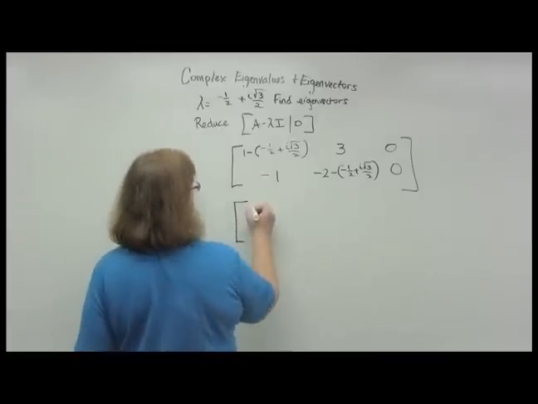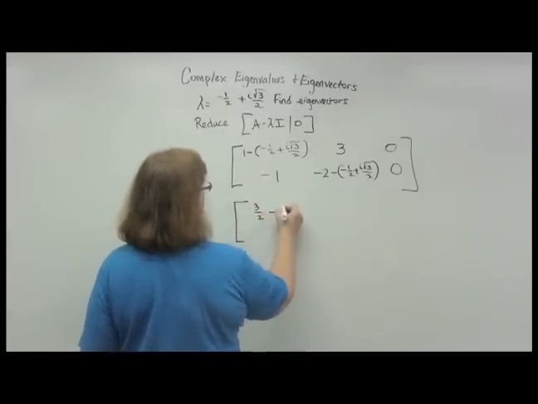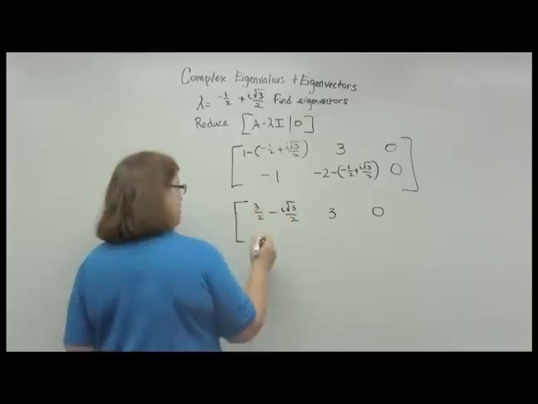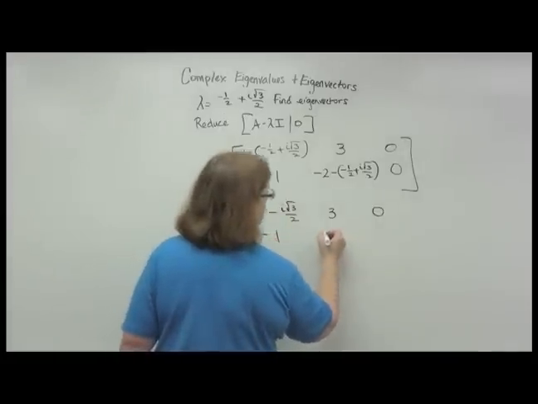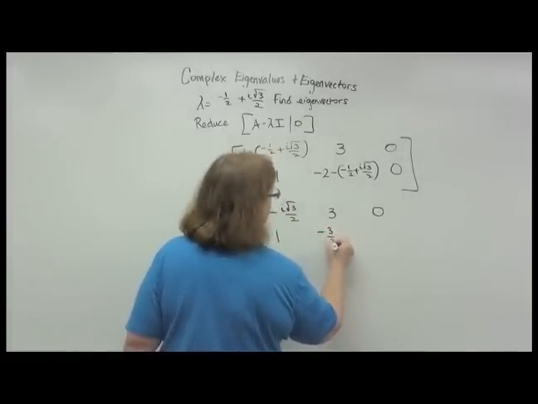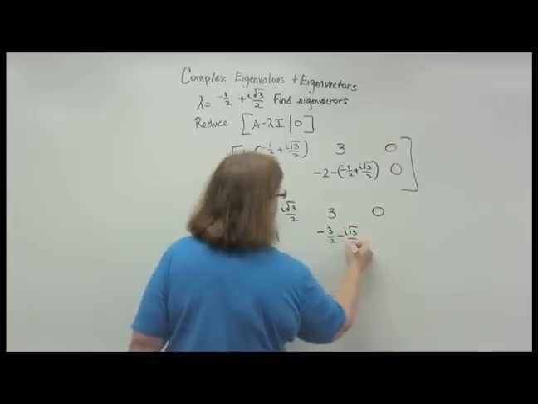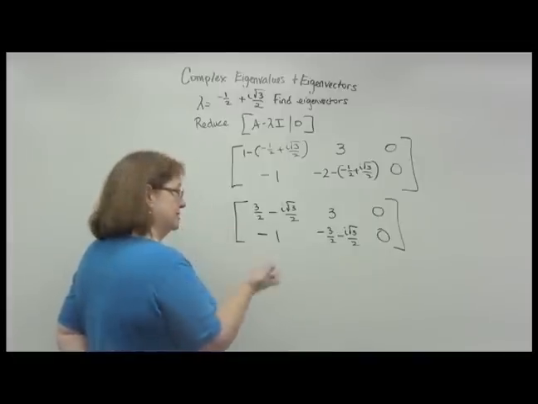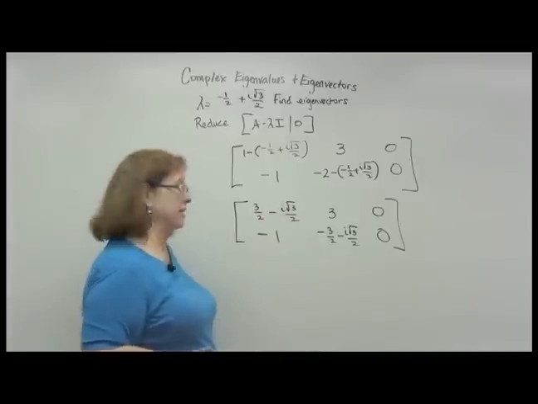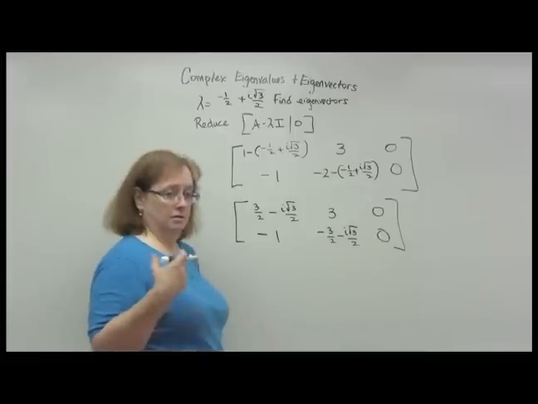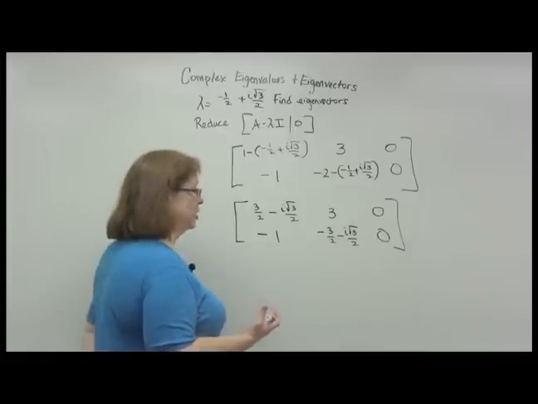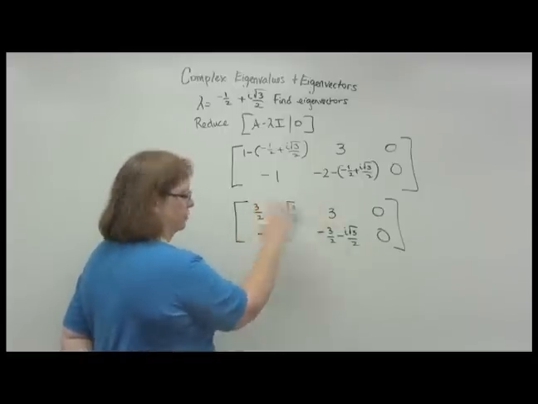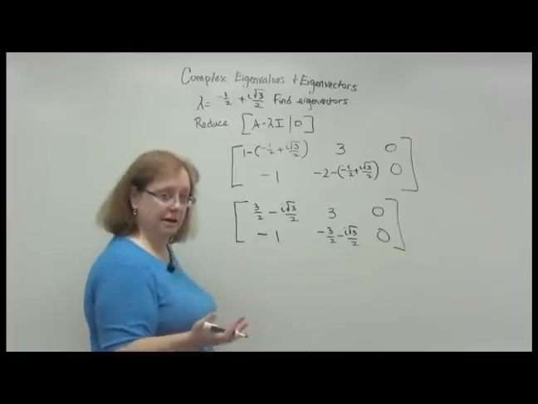So this turns out to be 3/2 minus i root 3 over 2, 3 and 0. And the bottom row turns into negative 1, negative 3/2 minus i root 3 over 2, 0. Okay, just simplifying. Since I know they're really the same equation, if I'm really interested in reducing this, I know I'm going to get a row of zeros. Because I know that if I could multiply one row by the right number and add it to the other, it's going to cancel out.